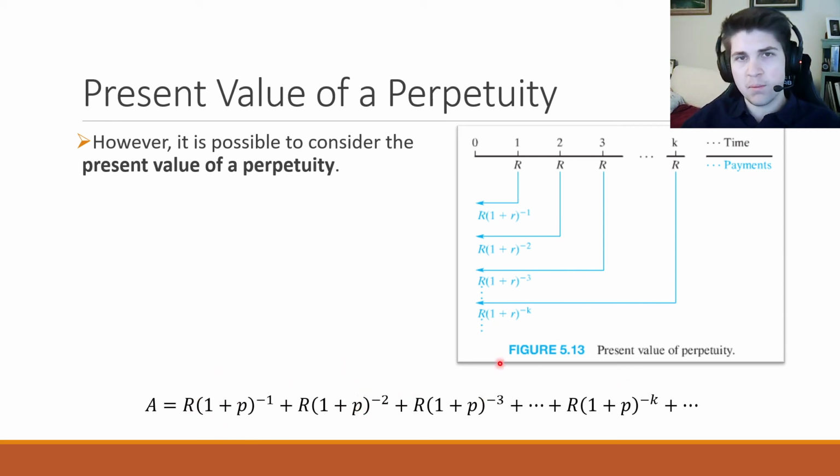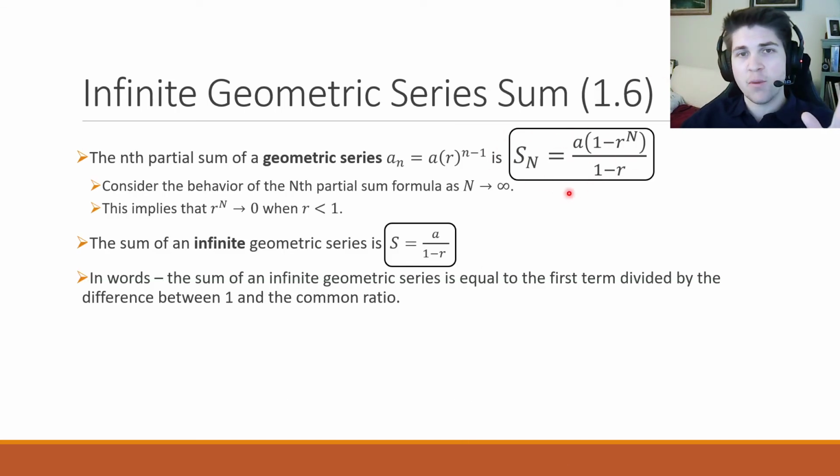It's multiplied by 1 plus p to the minus 1. So given that there's a predictable pattern, there's a predictable sum when there's a finite number of terms. And the nth partial sum formula gave us the sum of those n terms, which was given by this formula. And this was used to derive the formulas we were using for present and future value. And it's a very important mathematical idea.